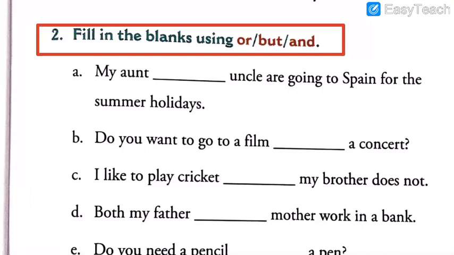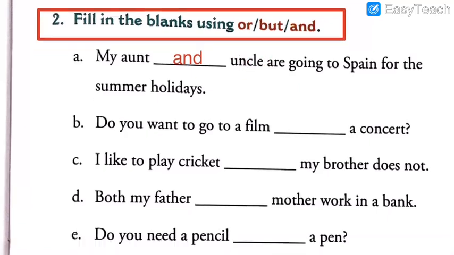4, and 5. I hope at least you try to solve it. Okay. So my aunt dash uncle are going to Spain for the summer holidays. Both are going, aunt and uncle. Both are relatable, right? Both can agree with each other. So what do we have to do? We have to write and. My aunt and uncle are going to Spain for the summer holidays. So both of them are going for the summer holidays.